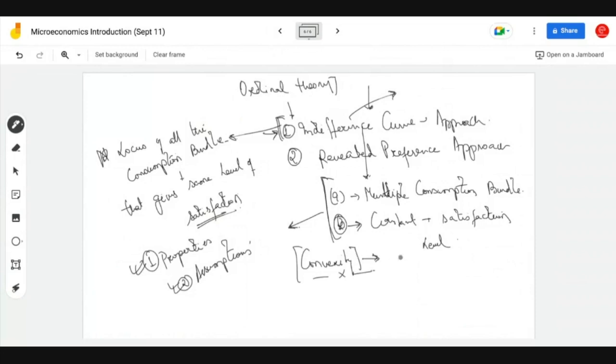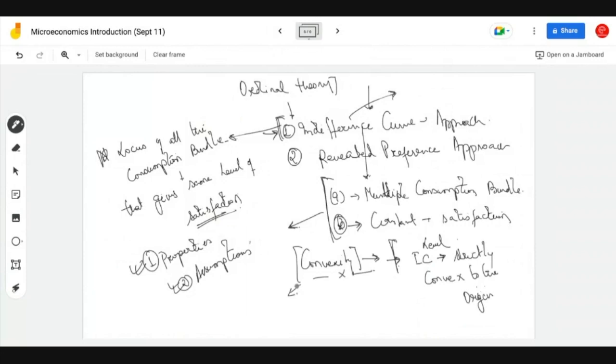Because we make the assumption that the indifference curve is strictly convex to the origin. So we'll be discussing again what we mean by convexity when we introduce the graphical representation of the indifference curve to the origin.